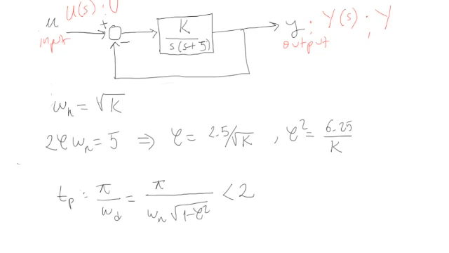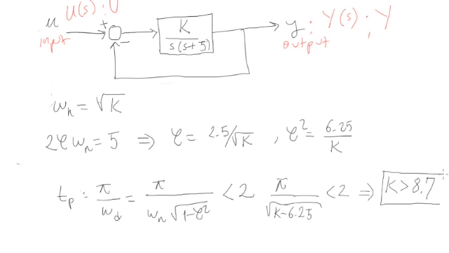And so if you do that, we will immediately see that pi over the square root of k minus 6.25 must be smaller than 2. And this leads k to be larger than a value something like 8.7. So this is our first decision on this design parameter. So if we choose k to be larger than 8.7, that satisfies that the peak time will be smaller than 2 seconds. Okay, so this is something we find as the first part of the solution.